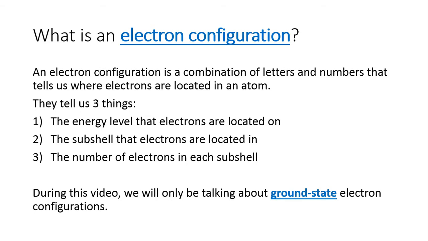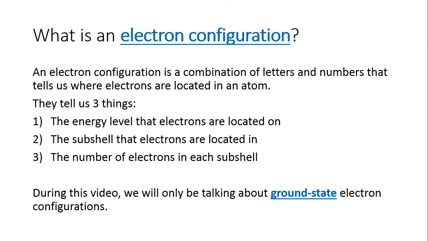What is an electron configuration? An electron configuration is a combination of letters and numbers that tells us where electrons are located in an atom. They tell us 3 things: the energy level that the electrons are located on, the subshell that electrons are located in, and the number of electrons in each subshell. So electron configurations tell us where electrons are located and how many are located in each spot.